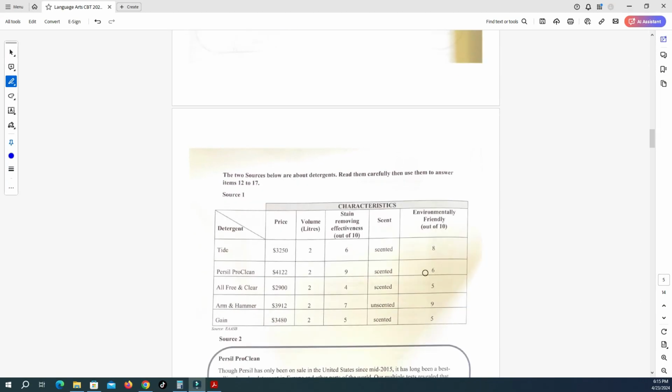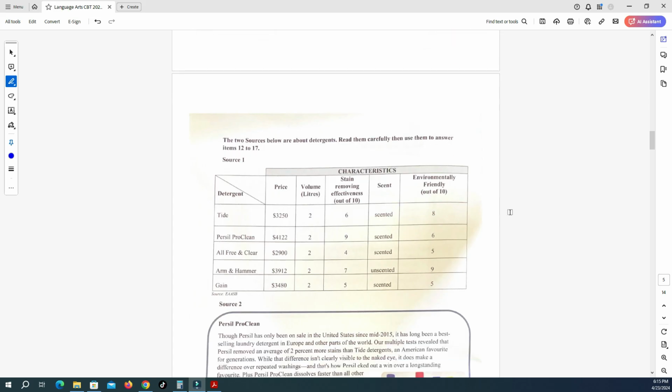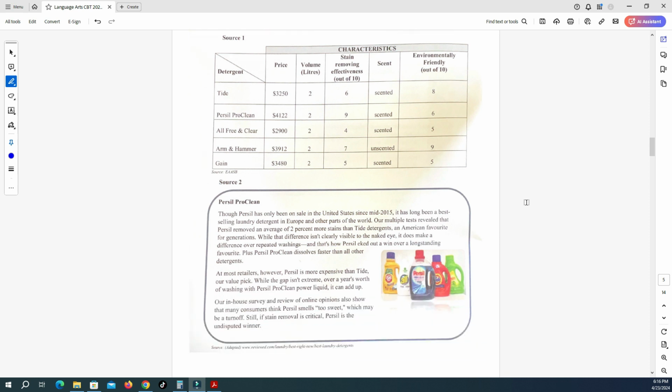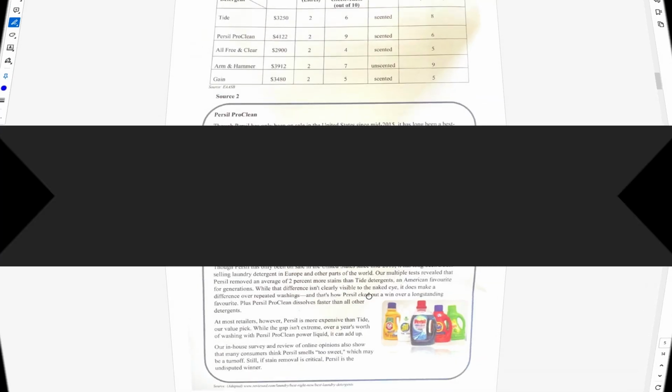Okay, so let's move on. I think we're going pretty fast. So the two sources below are about detergents. Read them carefully, then use them to answer items 12 to 17. So here's the source. You have this table here. It says detergent and it lists some detergents: Tide, Persil Pro Clean, All Free and Clear, Arm & Hammer, and Gain. Then you have the price for these and the volume, the stain removing effectiveness out of 10, scent, environmental friendly out of 10. Now let's jump into source 2, which has some reading material for us.